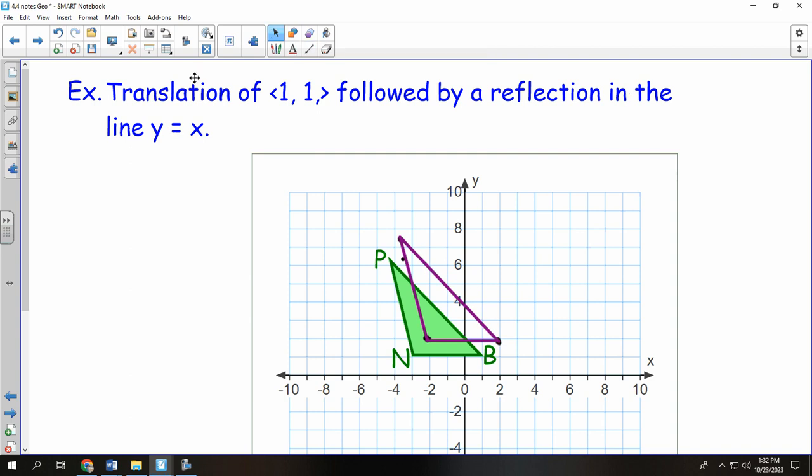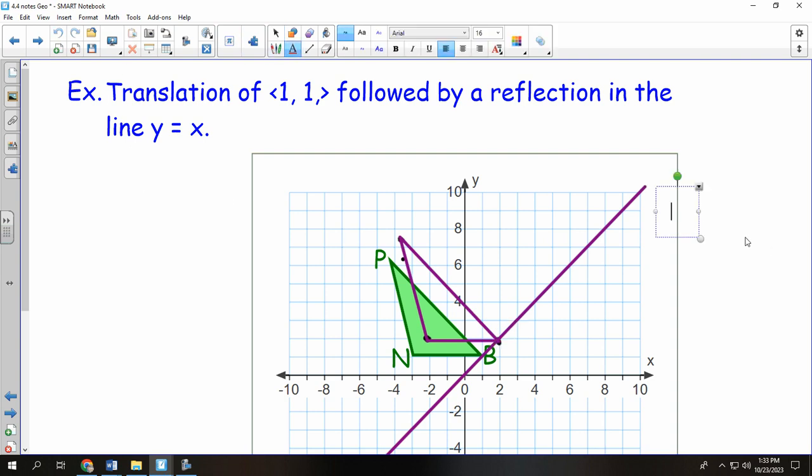Then we're going to reflect across the line y equals x. Let's put in our reflection line. Remember the line y equals x, it goes through the origin and then its slope is up 1 over 1. So we take all of our coordinates and we are going to switch the x and the y.